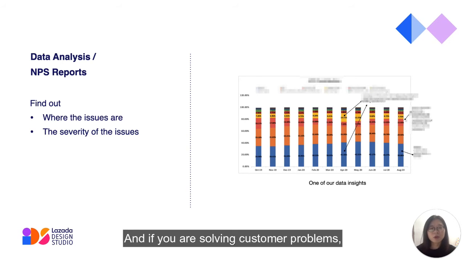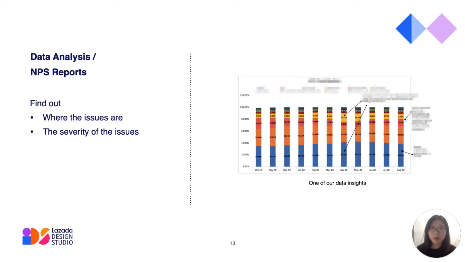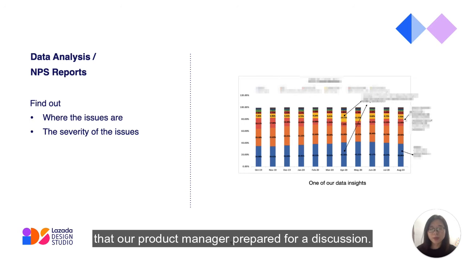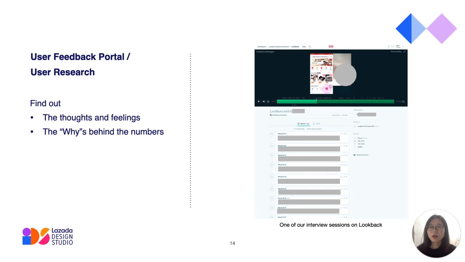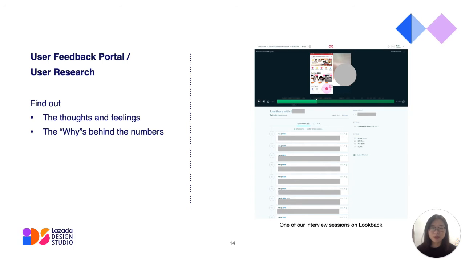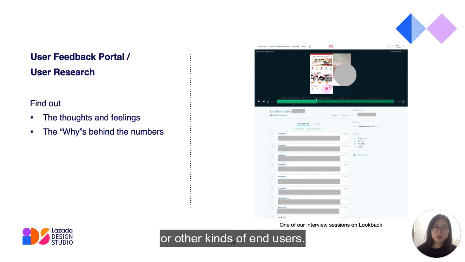And if you are solving customer problems, NPS reports can also be helpful because you can find the top customer complaints across the whole customer journey. And if you look at the picture here, it's an example of a chart that our product manager prepared for a discussion. So you can see that she also highlighted some areas on this chart where we should focus on. Of course, data only tells us what, and we also need to find out why. So that's when we need input from the customers or other kinds of end users.